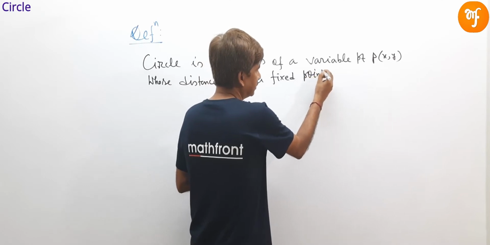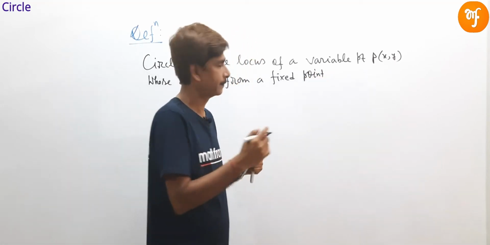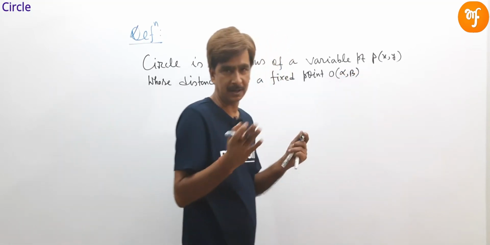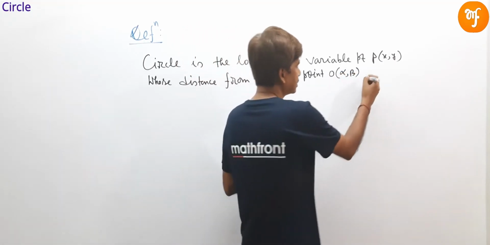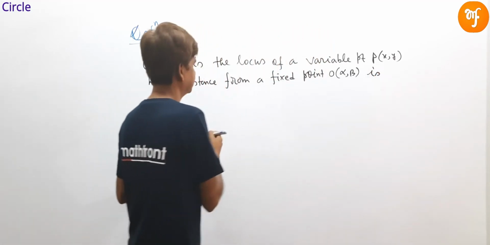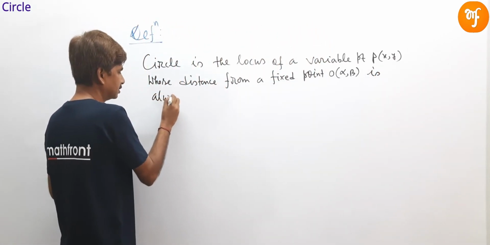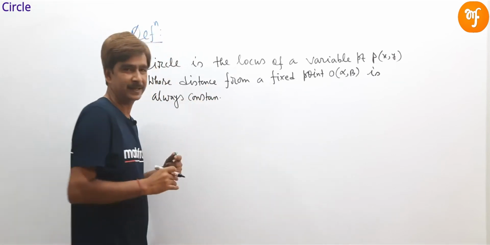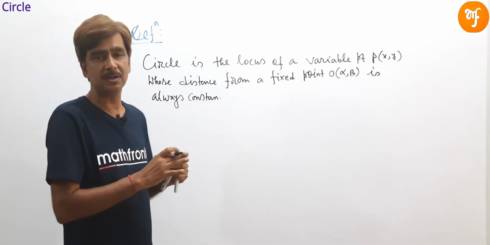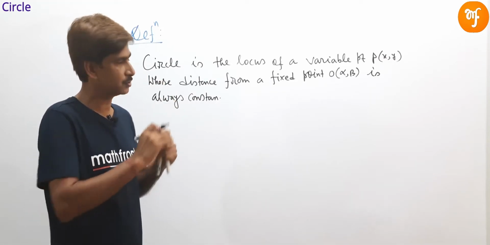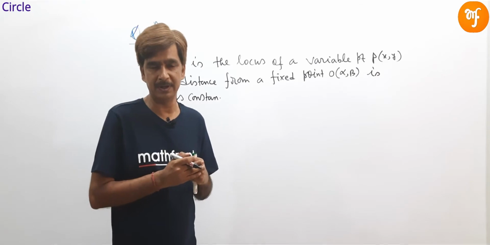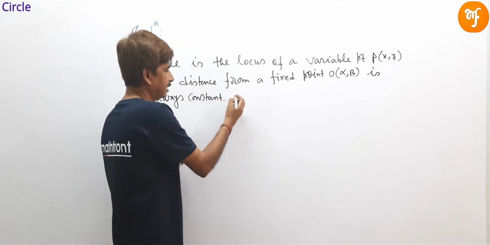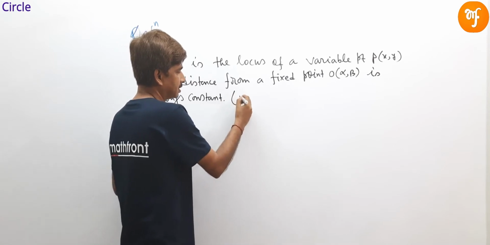Say the fixed point is O. So the fixed point is O and consider the coordinate is alpha comma beta, is always constant. So a circle is the locus of a variable point x comma y whose distance from a fixed point alpha comma beta is always constant. Let the constant distance be r.